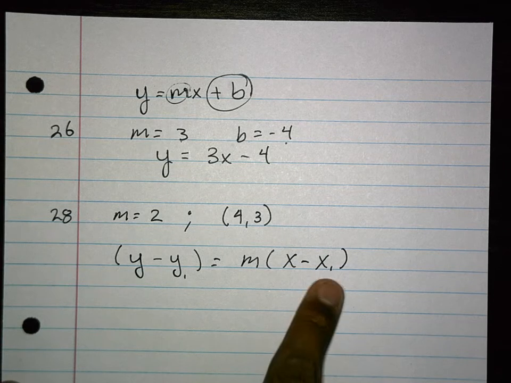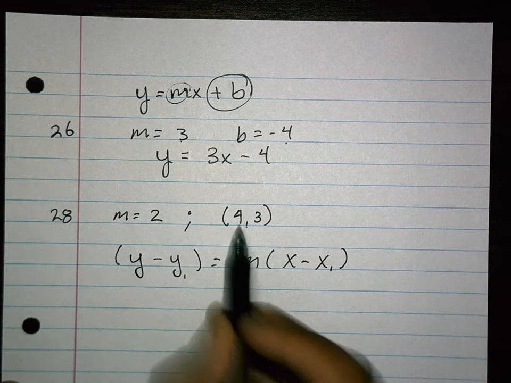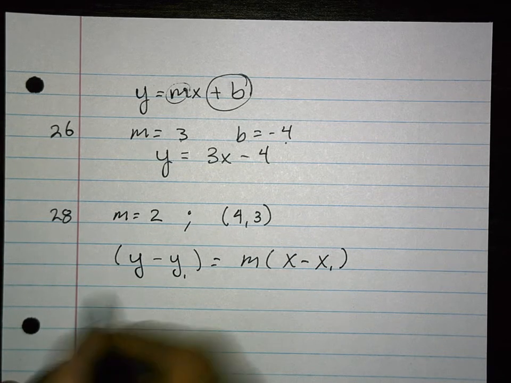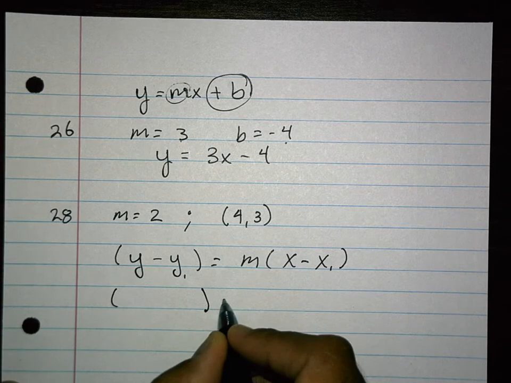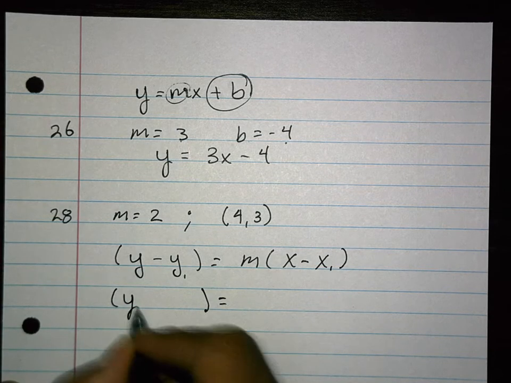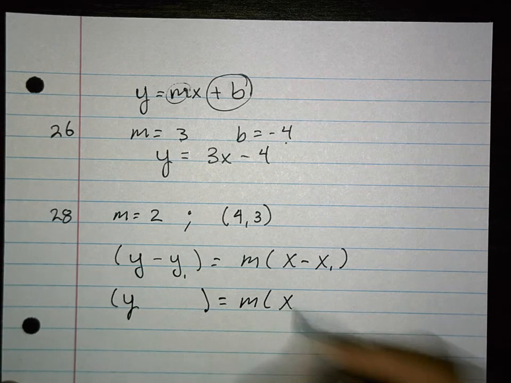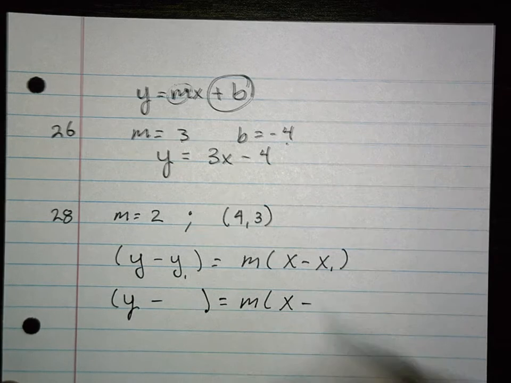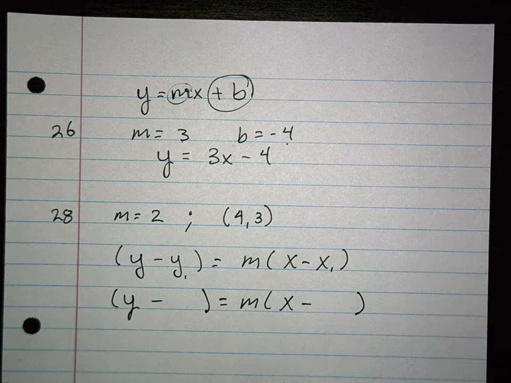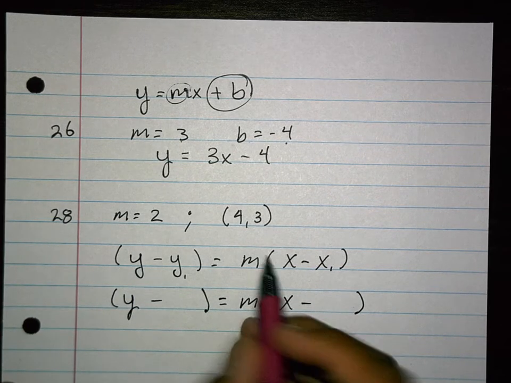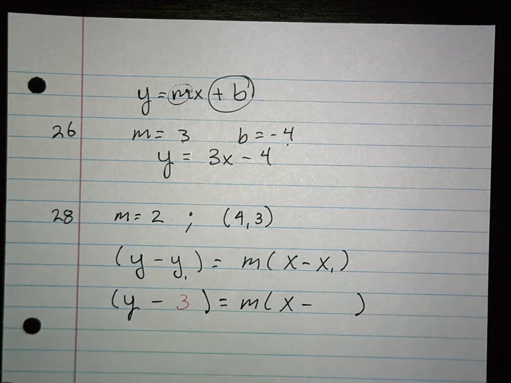Right? The x1 and the y1 come from the coordinate point. The m is still the slope. So plugging this in, you basically have to remember everything else, and the minus sign is included in the formula, and then we go ahead and plug in the actual value. In this case, the y1 goes first, so the 3 goes right there.